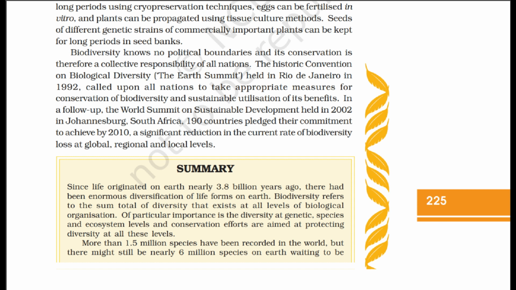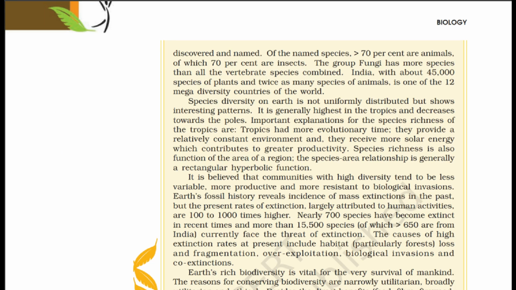Summary. Since life originated on Earth nearly 3.8 billion years ago, there has been enormous diversification of life forms on Earth. Biodiversity refers to the sum total of diversity that exists at all levels of biological organization. Of particular importance is the diversity at genetic, species and ecosystem levels, and conservation efforts are aimed at protecting diversity at all these levels. More than 1.5 million species have been recorded in the world, but there might still be nearly 6 million species on Earth waiting to be discovered and named.